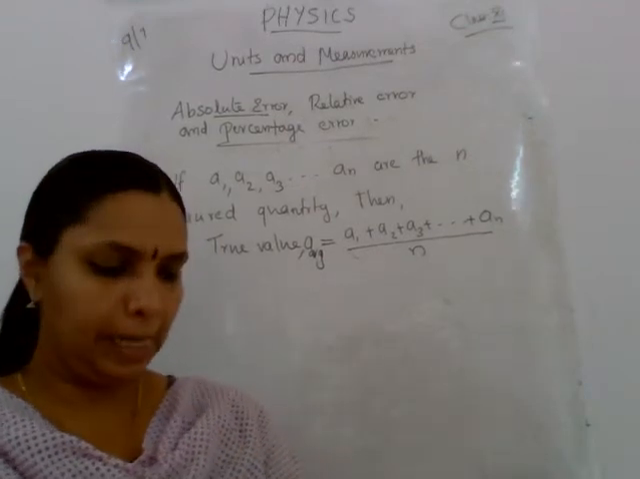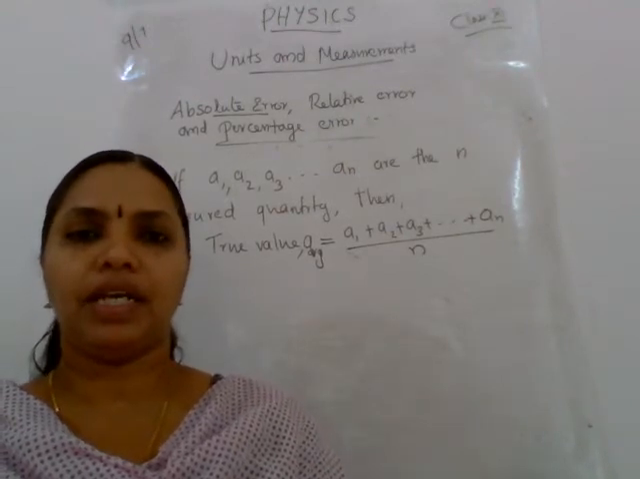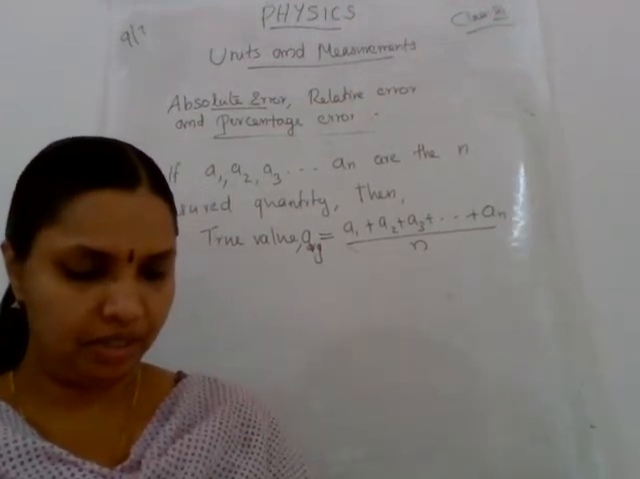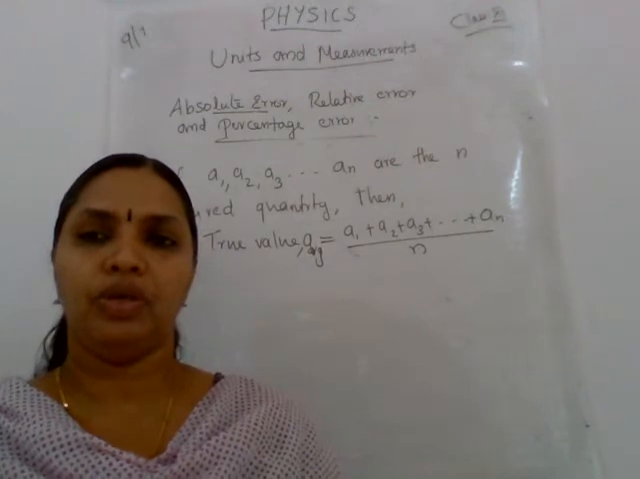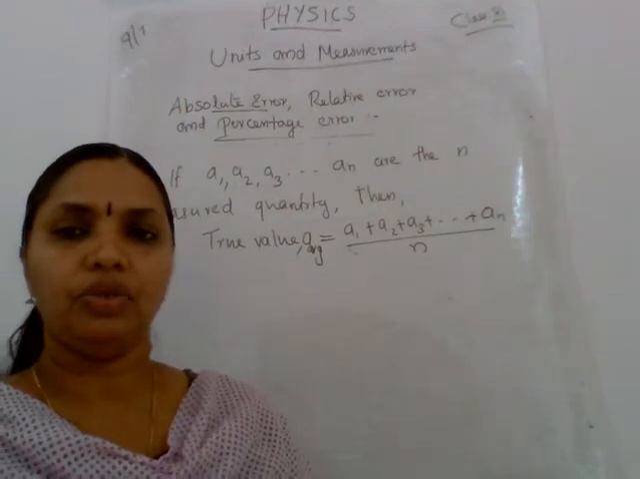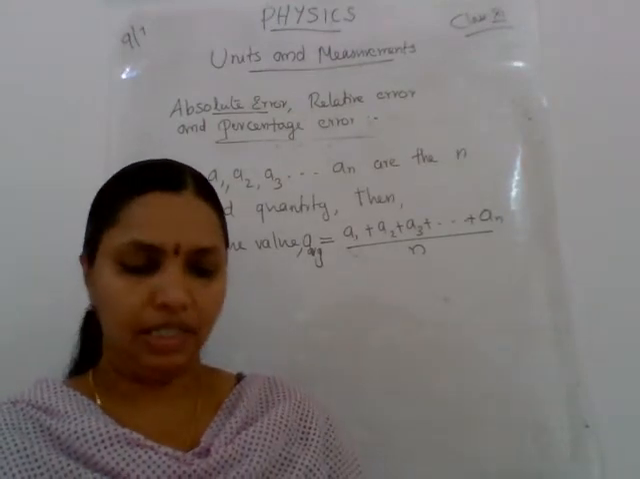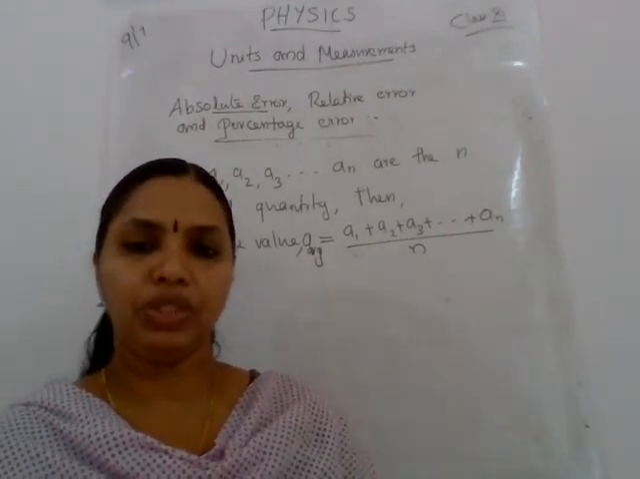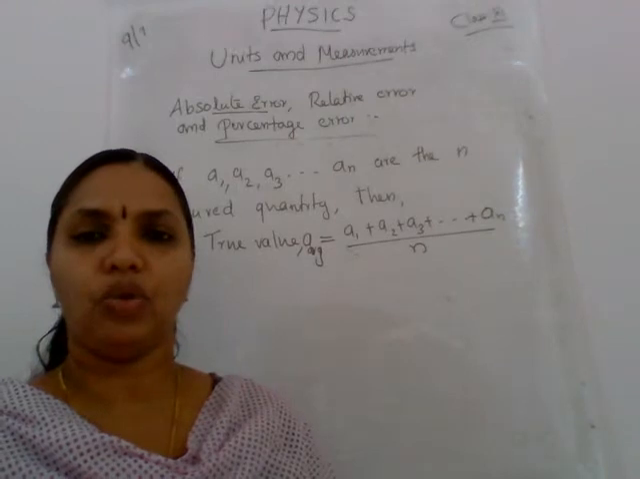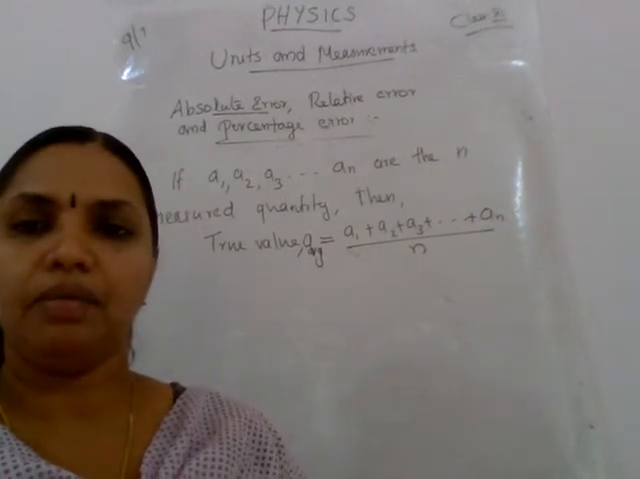Okay. Then you write absolute error, as a side heading. Absolute error is the difference between the true value of the quantity measured and the individual measured value.